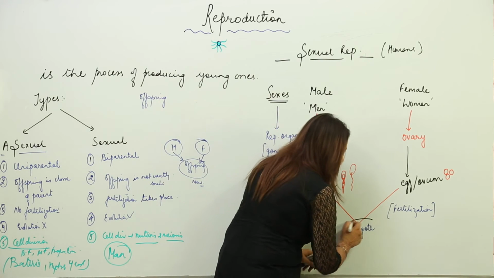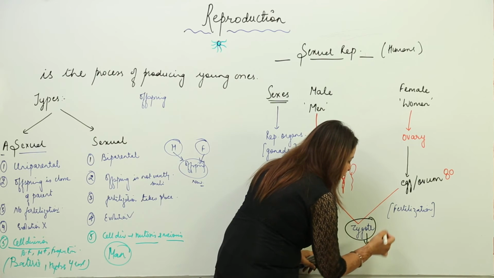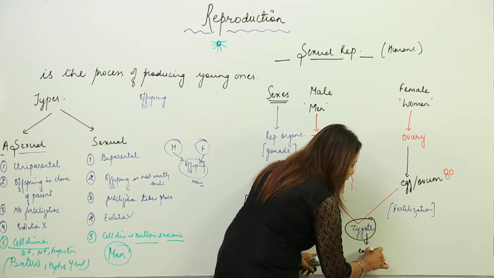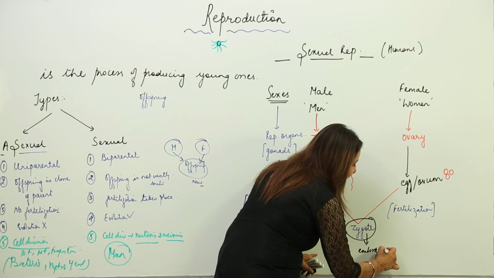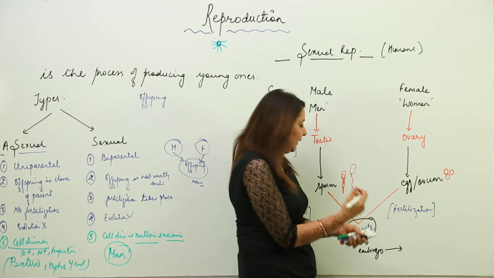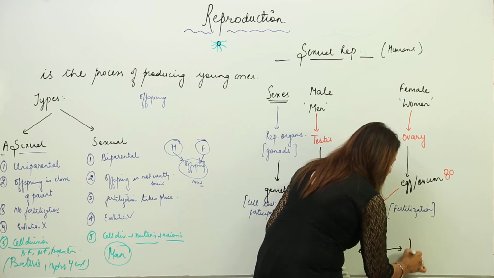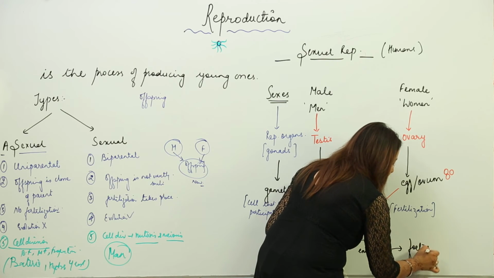Then the zygote undergoes a series of changes. It transforms into an embryo, that is the ball of cells, which undergoes various developmental stages and forms the fetus.